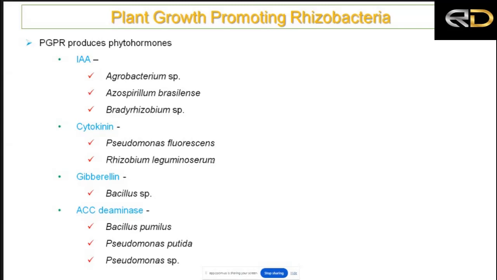And these are some examples of microbes which can produce IAA, cytokinin, gibberellin, indole acetic acid. These are all needed by the plants, and there are certain groups of organisms which, if we apply them in the soil in the form of biofertilizer, will also act as producers of these phytohormones.